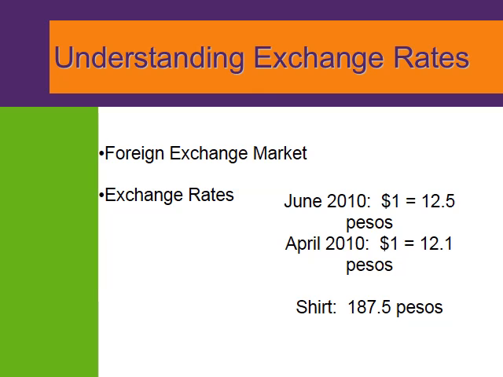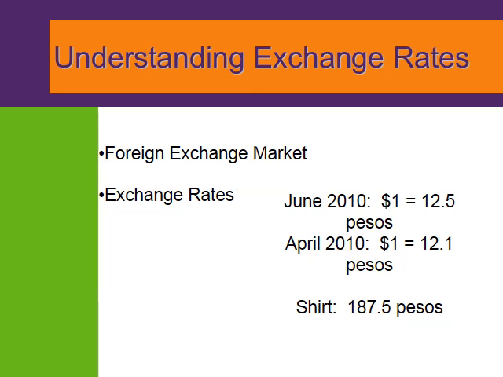So how much does the shirt cost in dollars in June of 2010? To find this out, we divide 187.5 pesos by 12.5 pesos per dollar, because 187.5 pesos is the cost of the shirt and 12.5 pesos per dollar is our exchange rate. And we find that it's about 15 US dollars. Now, the exchange rate is just a price. In this case, 12.5 pesos is the price of a US dollar. And we know from many previous models that price changes are based on the forces of supply and demand.